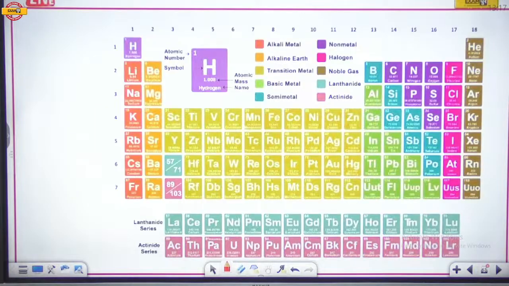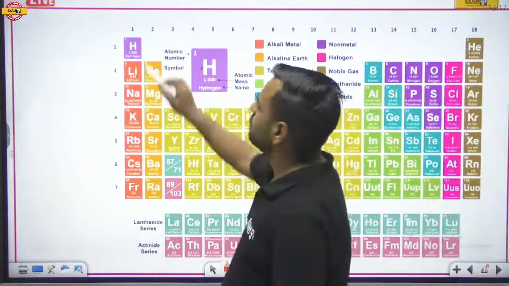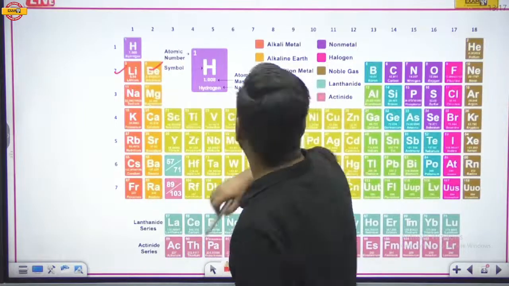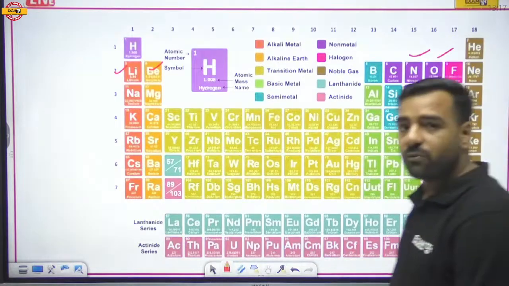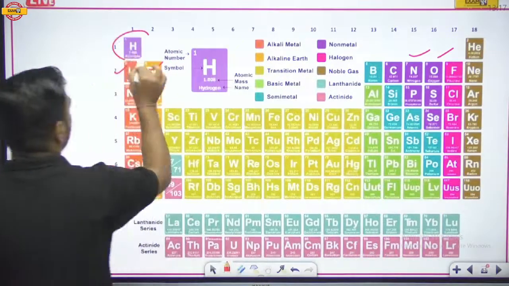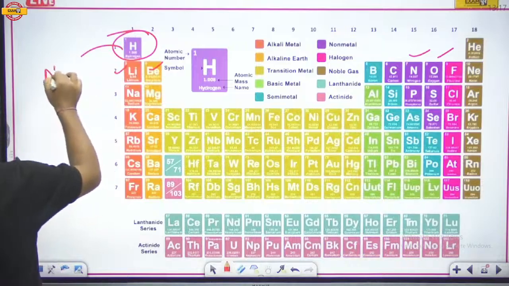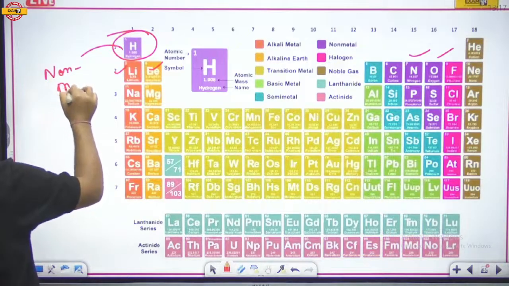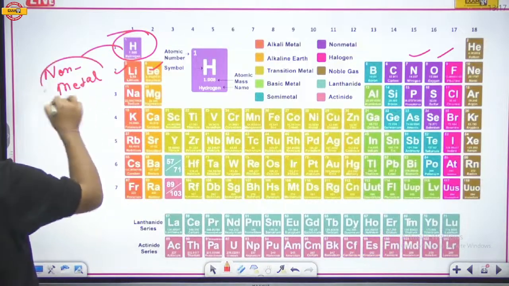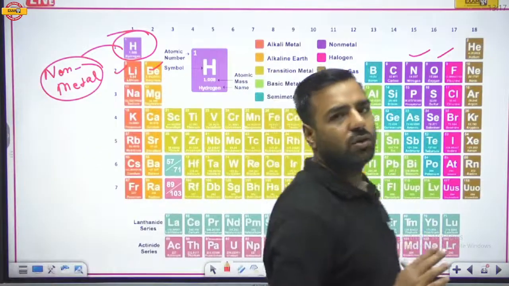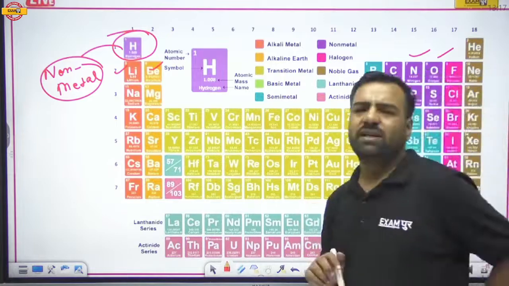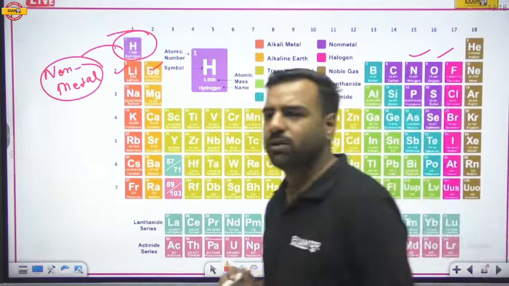Next. If I talk about the donation of electrons, these are the ones who can actually donate the electron. These are the ones who are actually taking the electrons. But one more very important thing. If I talk about hydrogen, this is actually a non-metal. Hydrogen is the non-metal which is present in the first group. Very important part. Do not forget what I'm saying. Now you must be wondering, sir, in the first group and a non-metal? Let's try to understand this fact.